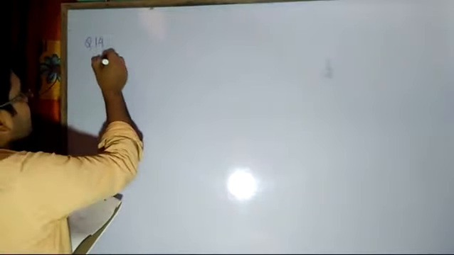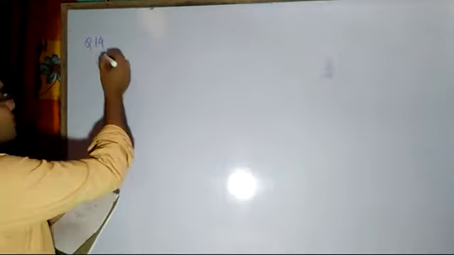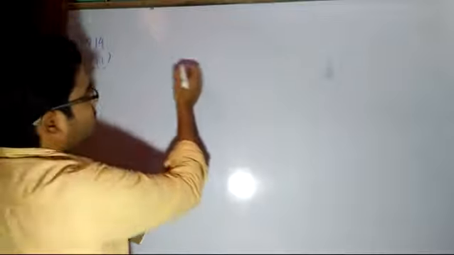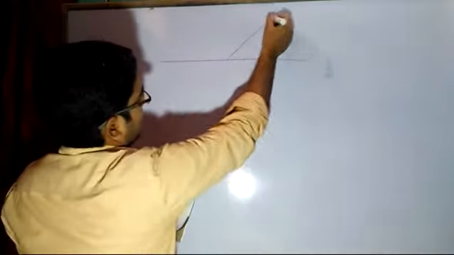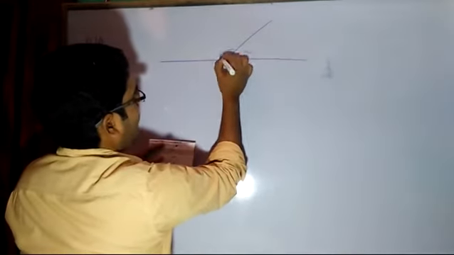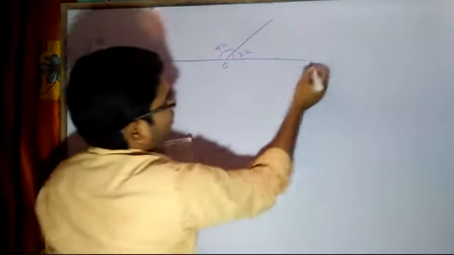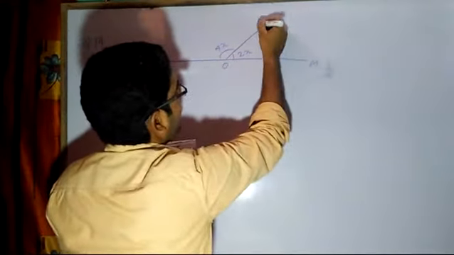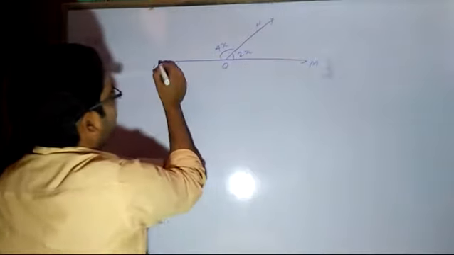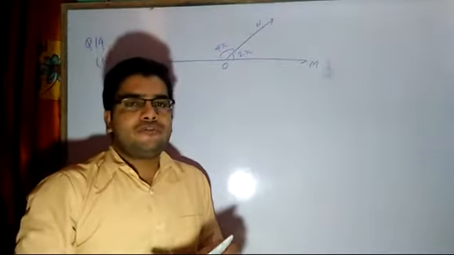Now question number 14, subpart 1, is given in such a way that we have a straight line, and the adjacent angles are 2x and 4x. Here it is marked as L, O, M, and here we have N. These are the rays. They are asking us to find the value of x.